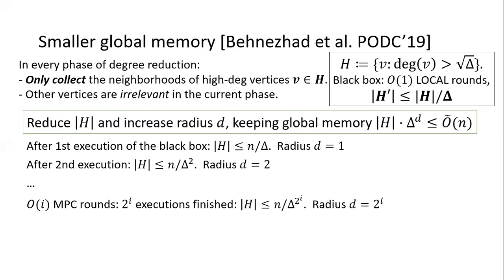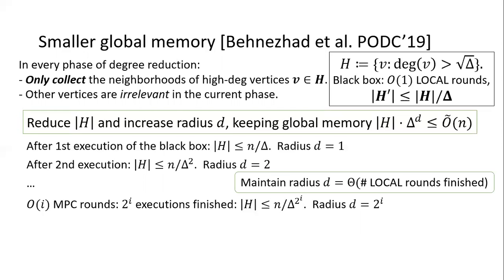So after i MPC rounds, we finish 2 to the i executions of the local black box, and the radius becomes 2 to the i, which is roughly equal to the number of finished local rounds. In a constant number of MPC rounds, we can double the number of finished local rounds and also double the radius. This phase is finished after log n MPC rounds.